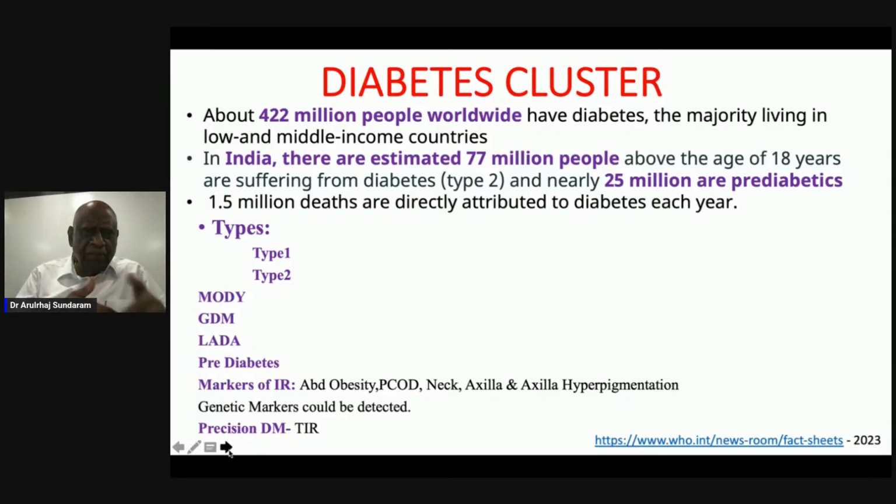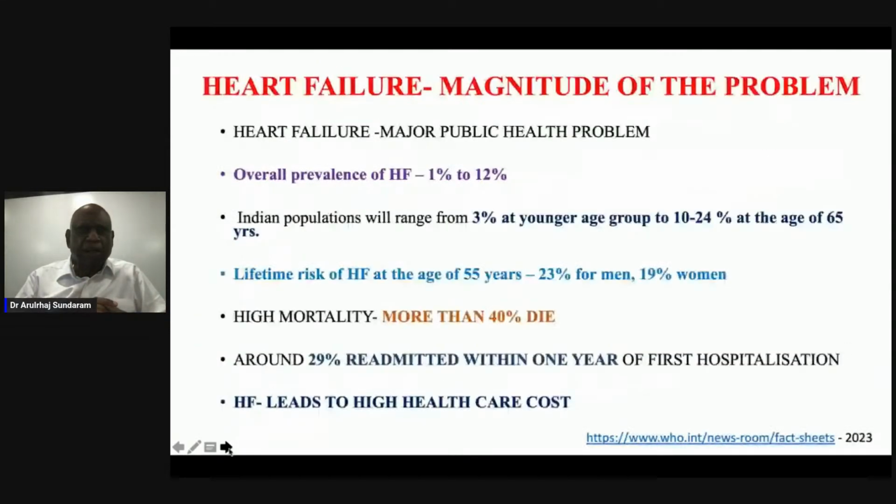There are many types of it: type 1, type 2, MODY, GDM, LADA, pre-diabetes. The markers of insulin resistance are abdominal or central obesity, PCOD, and hyperpigmentation of the neck and axilla. Genetic markers are there. Precision diabetes, time in range are well known. Now, recently, about 5 days ago, I have seen a type 5 diabetes is also being reported, and they will have to all become scientific and approved.